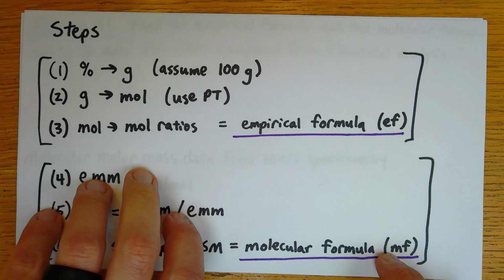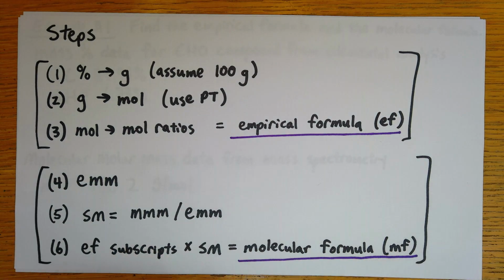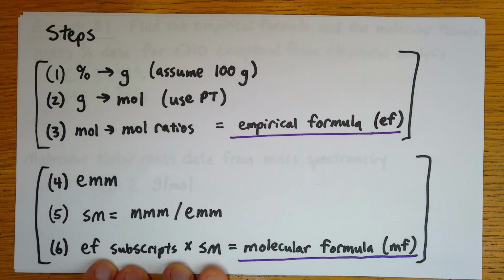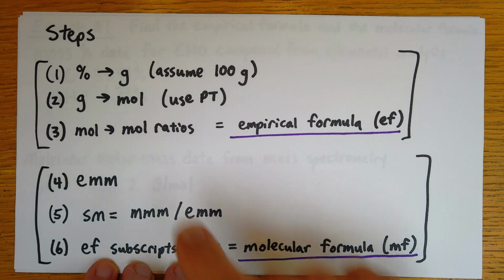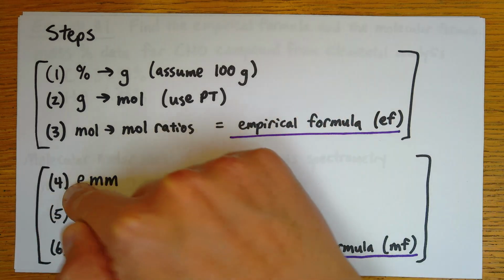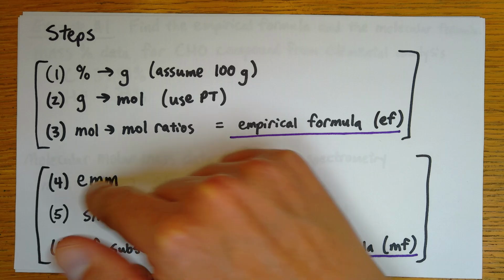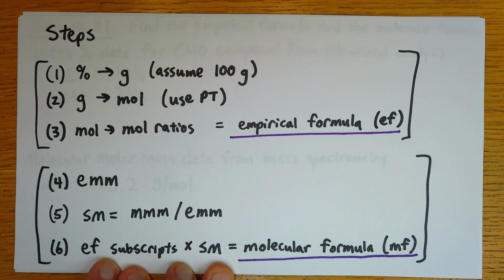But if they ask also for a molecular formula, or that's all they're asking for, then we have to do these extra steps here. We're going to calculate the molar mass of the empirical formula. I like to abbreviate that EMM, empirical molar mass. All right, I'm going to have a bunch of silly acronyms and sounds here.